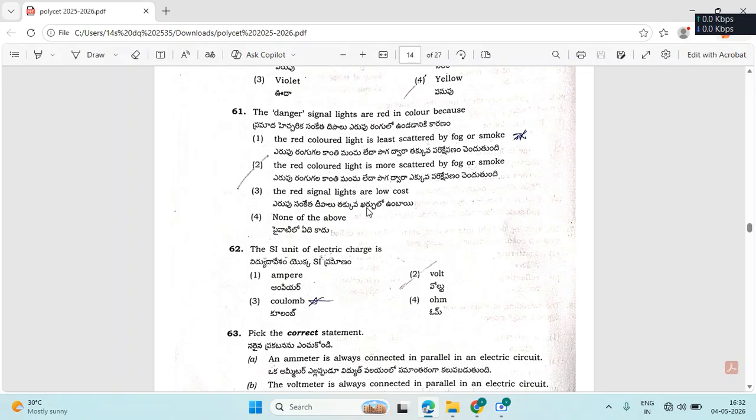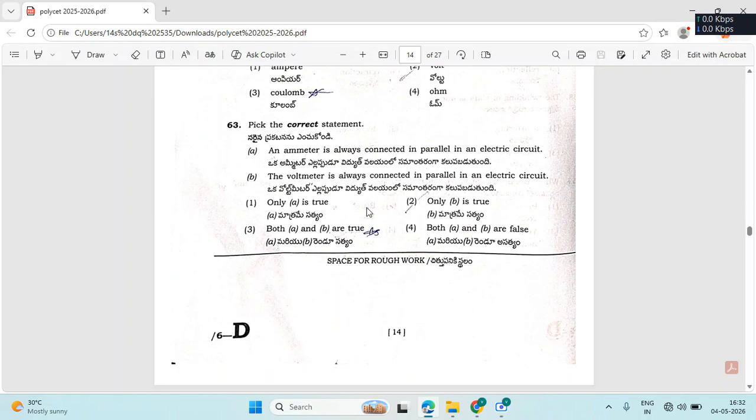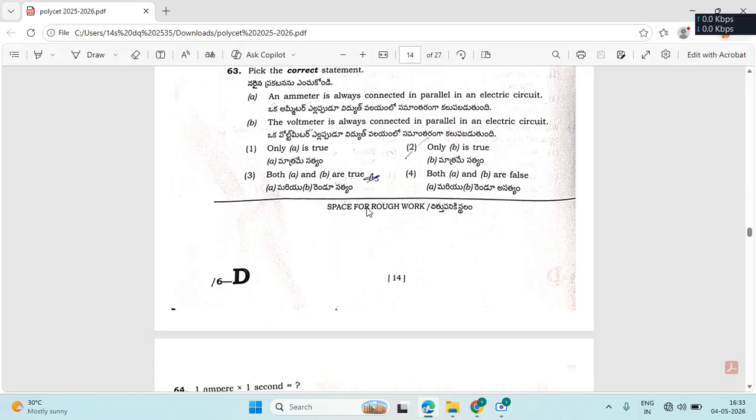The SI unit of electric charge is ampere, volt, coulomb, ohm. The correct option is third and the answer is coulomb. Pick the correct statement. A: An ammeter is always connected in parallel in an electric circuit. B: The voltmeter is always connected in parallel in an electric circuit. Only A is true. Only B is true. Both A and B are true. Both A and B are false. The correct option is third and the answer is both A and B are true.